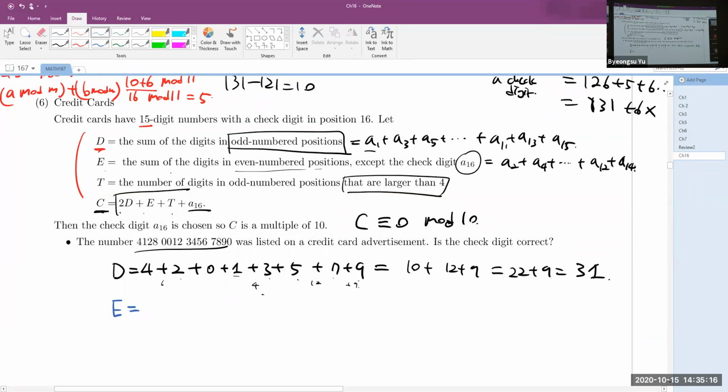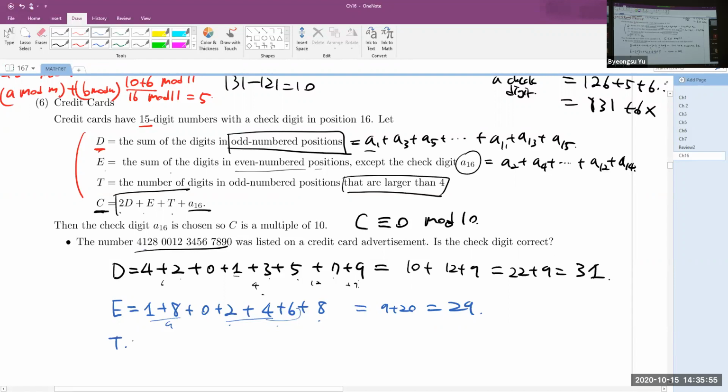And in case of E, we need to add all even digit numbers except the last one. So it is 1 plus 8 plus 0 plus 2 plus 4 plus 6 and 8 plus, even if it is 0, but you just stop at 8. Then if you just add everything, this is 9, this is 10, this is 10, so this is 9 plus 20, so 29, right?